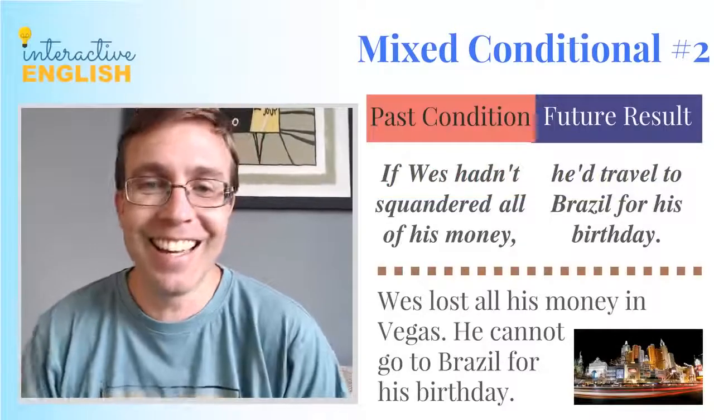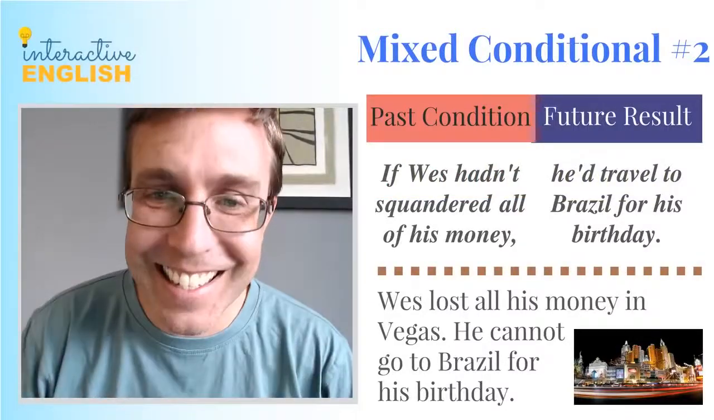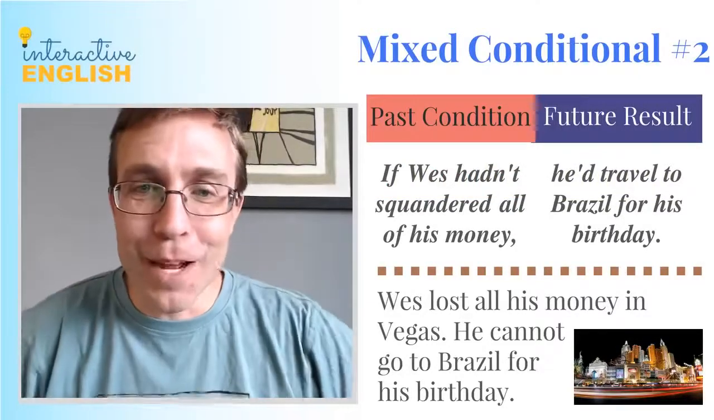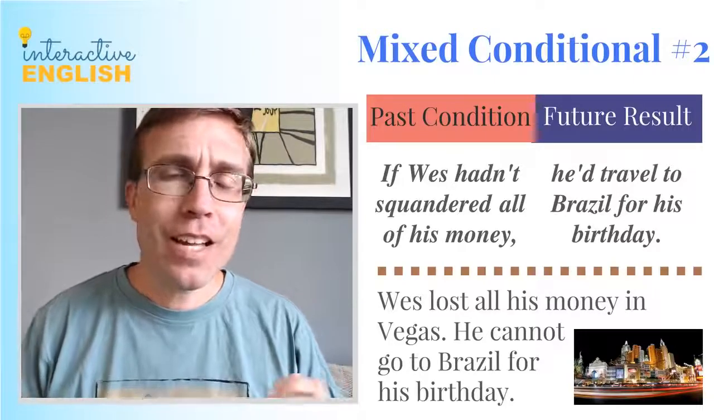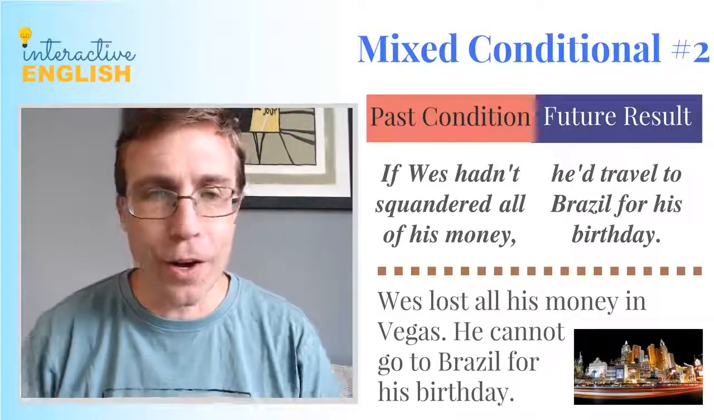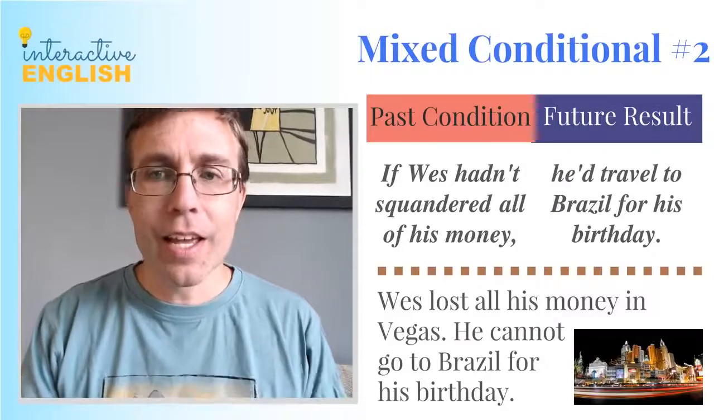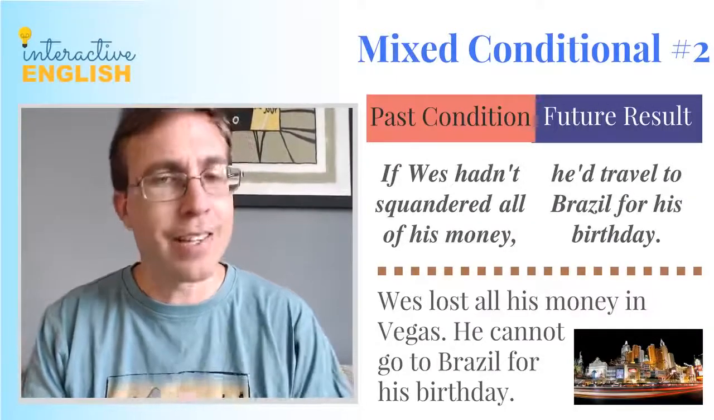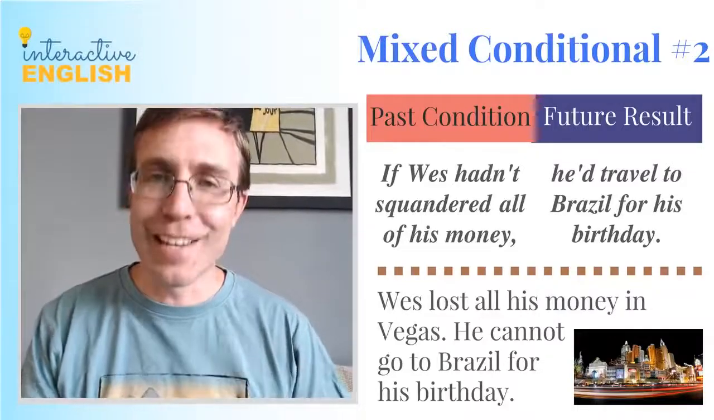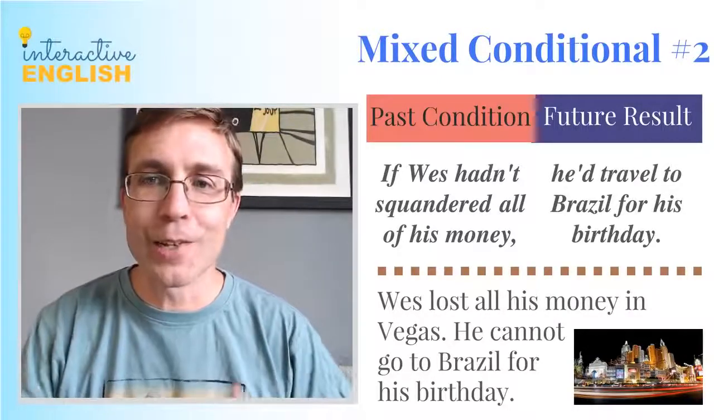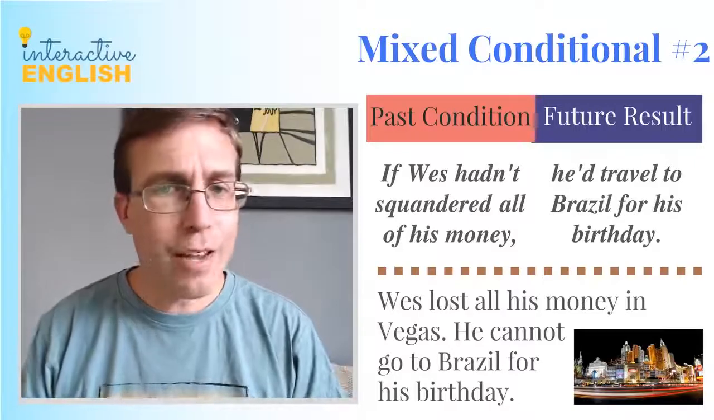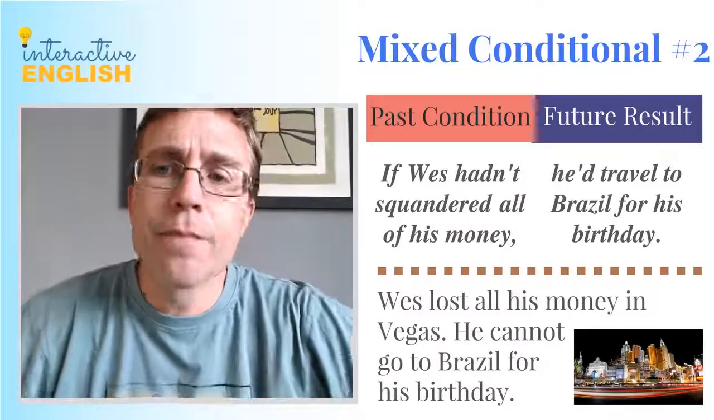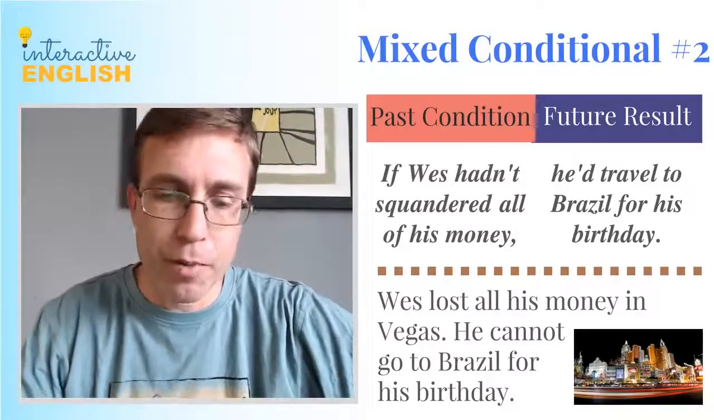And this is not true, by the way, but my past condition, okay, if Wes hadn't squandered all of his money, he'd travel to Brazil for his birthday. Okay, my birthday, it's in November. Keep that in mind. It's in the future. Okay, so we're talking about a future result. If Wes hadn't squandered all his money, he'd travel to Brazil for his birthday.